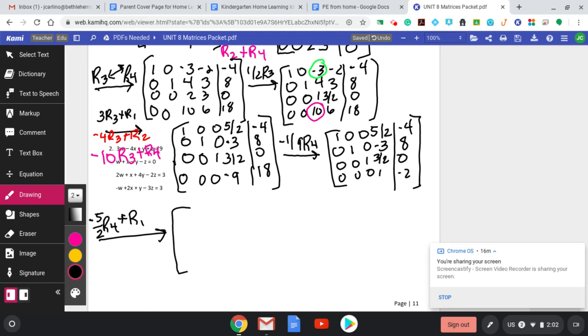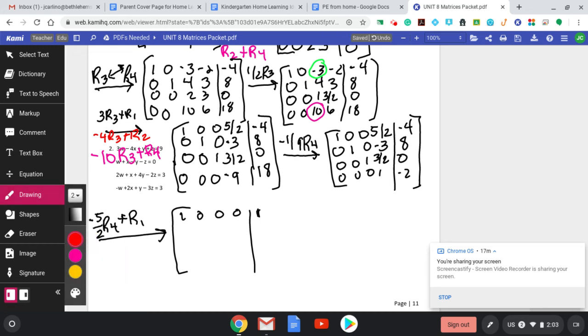So ready? Here's my final row 1. 1, 0, 0, 0. Okay, what's my new number over there, which will become the answer for x? So I got negative 5 halves times negative 2, and then add that to negative 4. 1. Oh, I love it. There we go, whole number. Yeah, we are having fun, aren't we?